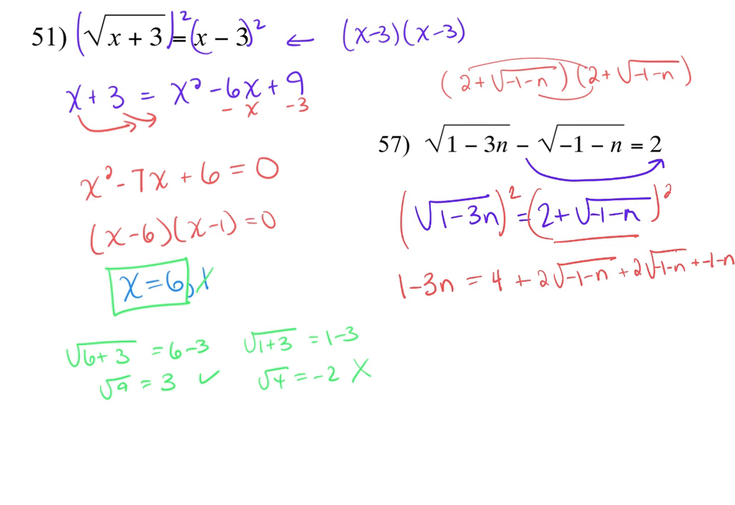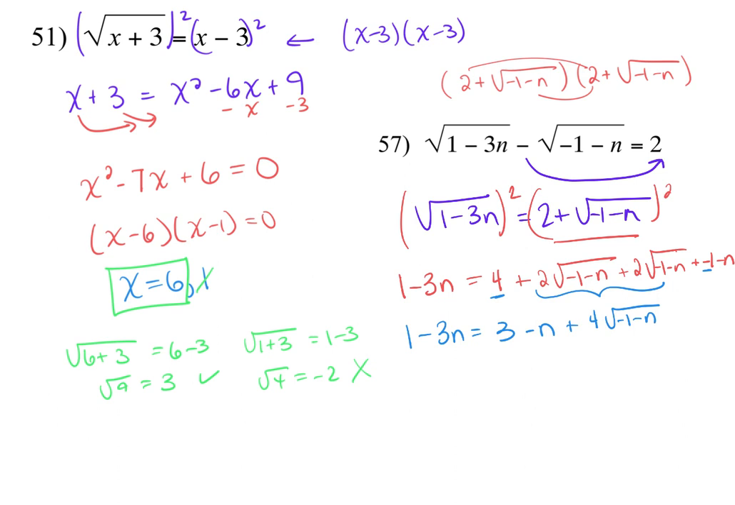So I can do a little bit here. I'm going to leave the left-hand side alone. On the right, I have 4 and negative 1. Those can combine to 3. And that minus n will not combine with anything. 2 radical, that is 4 times the radical.